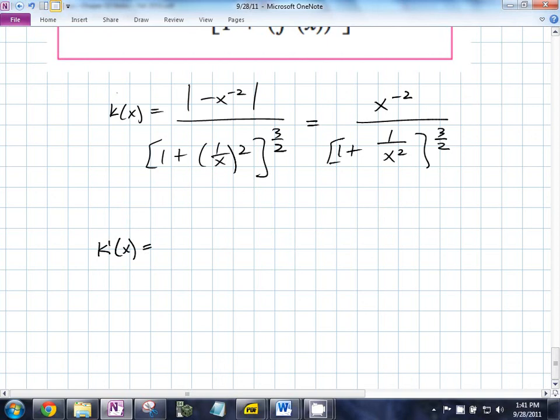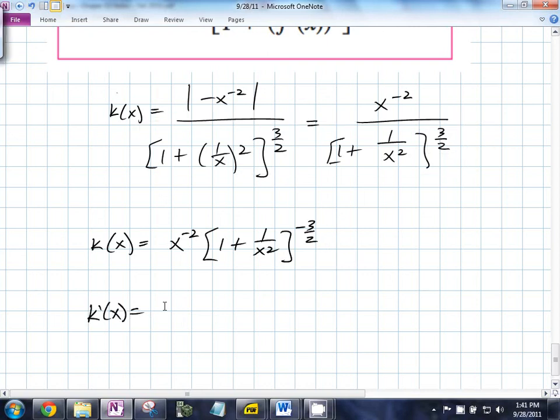The derivative of the first, 1 plus 1 over x squared to the negative 3 over 2, plus the first times the derivative of the second, 1 plus 1 over x squared to the negative 5 over 2 times what? Negative 2x to the negative 3. Nice. Now it's asking you, where does that equal 0, right?